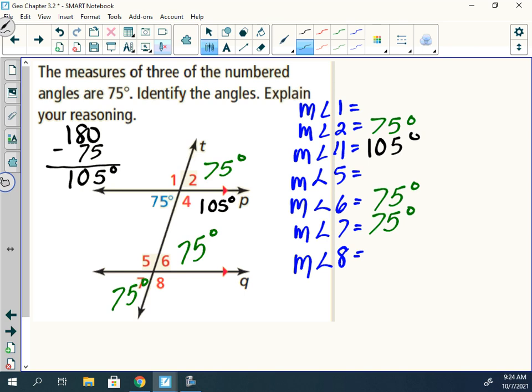Well, where can we go from there? Because angle 1 and angle 4 are vertical angles. 5 is going to be 105 degrees because we can say it corresponds with angle 1, or it's alternate interior angles with angle 4. And 8 is going to be 105. Questions on this here?